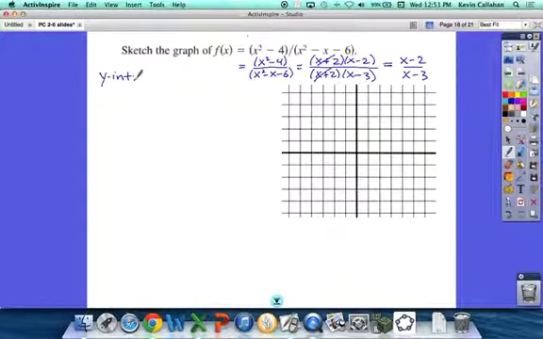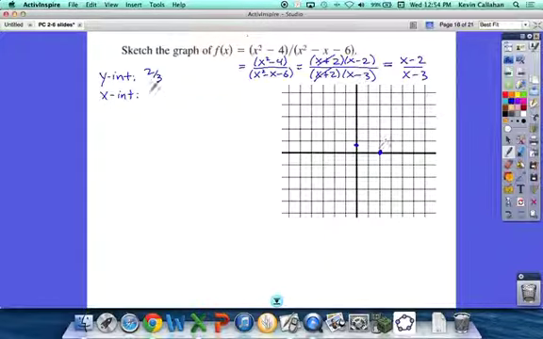Okay, so if I substitute a 0 for x here and here, then I get negative 2 over negative 3, which is 2/3. Right? That is f of 0. So 2/3 will be about right there. The x-intercepts will be the zeros of the numerator. Well, the only 0 that's left in this numerator is 2, so I'll put that there.